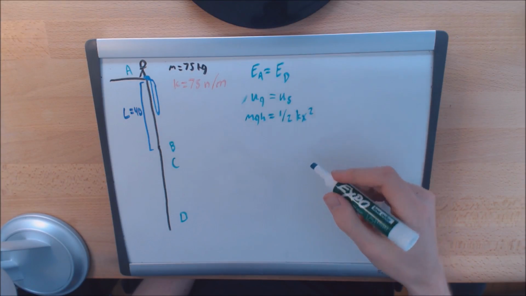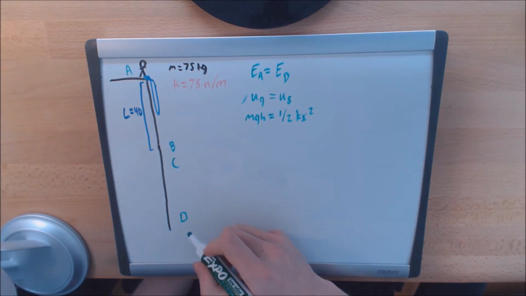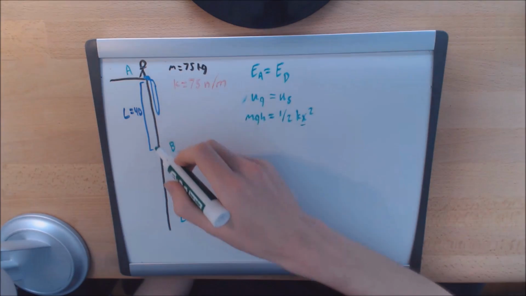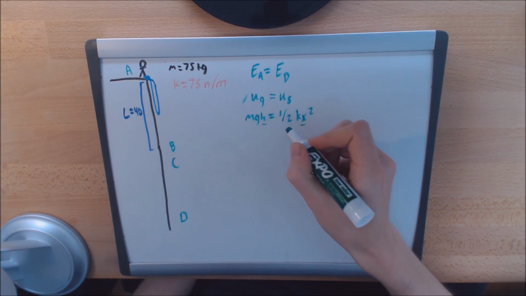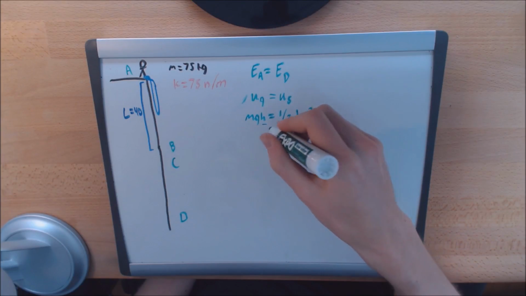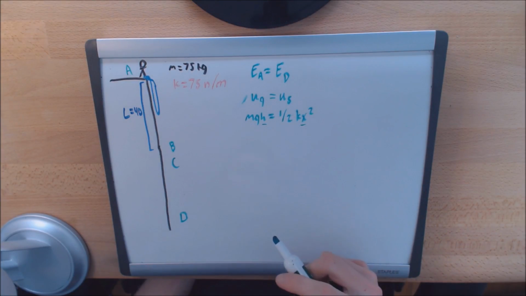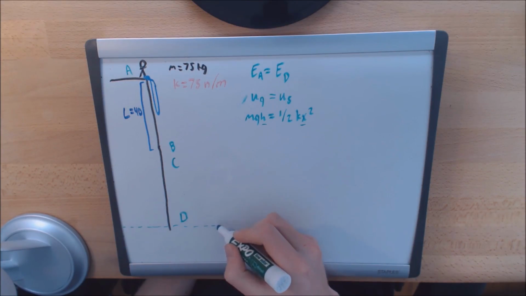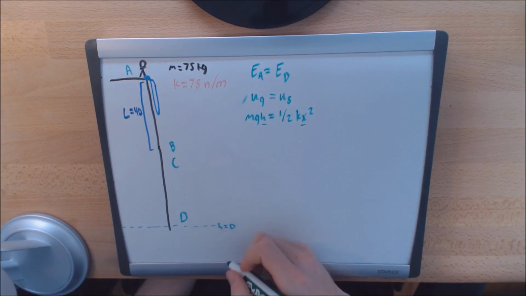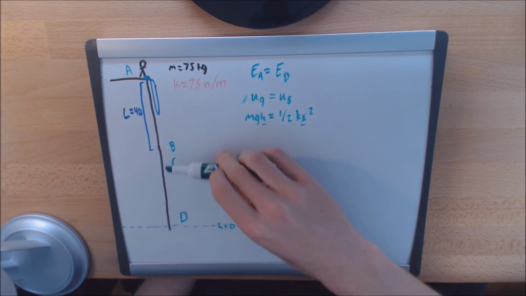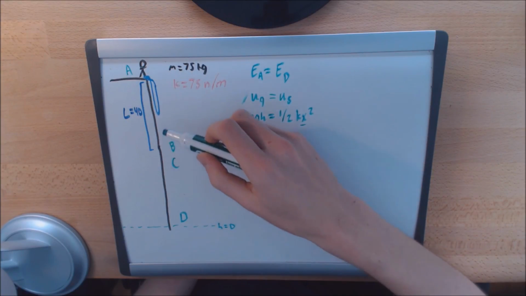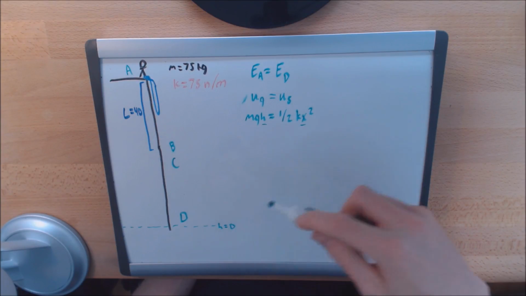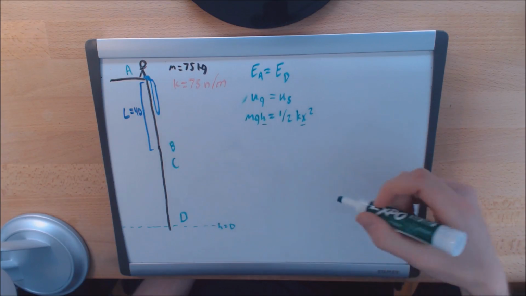Our problem here is that we don't know what the stretch distance x is going to be at D, and we don't know what the total height that he's going to fall is. So we need some kind of an equation to relate these two variables. Well, what we can do is look at the bottom of the bungee as h equals 0, and then look at his height from that. So we know that at B, his height is going to be a function of the stretch distance.